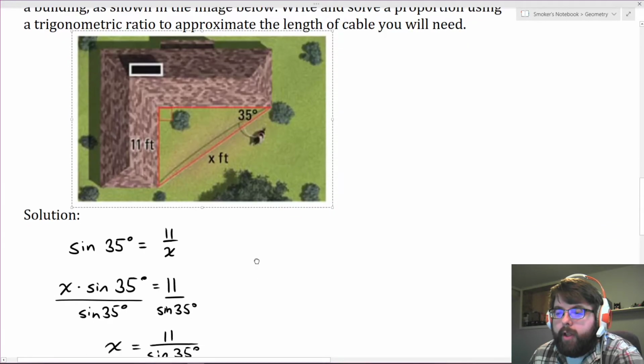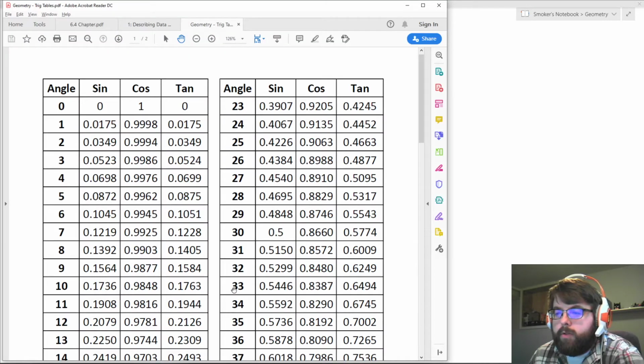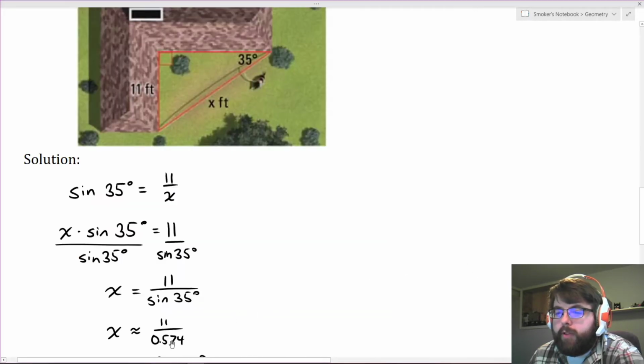I'm going to do that eventually. I'm just going to do 3 decimal places, so I'll round this up to 0.574. It's giving me 4 decimal places, but I can write 3, it's fine. You can do 4 if you want, but you need to do at least 3 here.